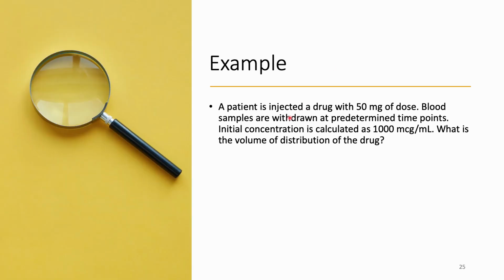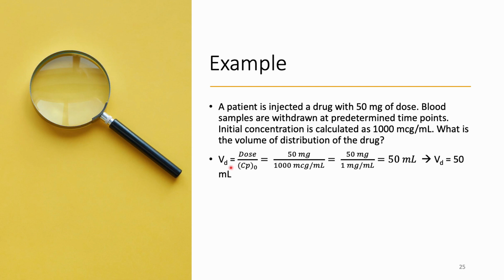This is an example of how to calculate volume of distribution based on the initial concentration and the dose. A patient is injected with a drug at a 50 mg dose. Blood samples are withdrawn at predetermined time points. The initial concentration is calculated as 1000 microgram per milliliter. What is the volume of distribution of the drug?